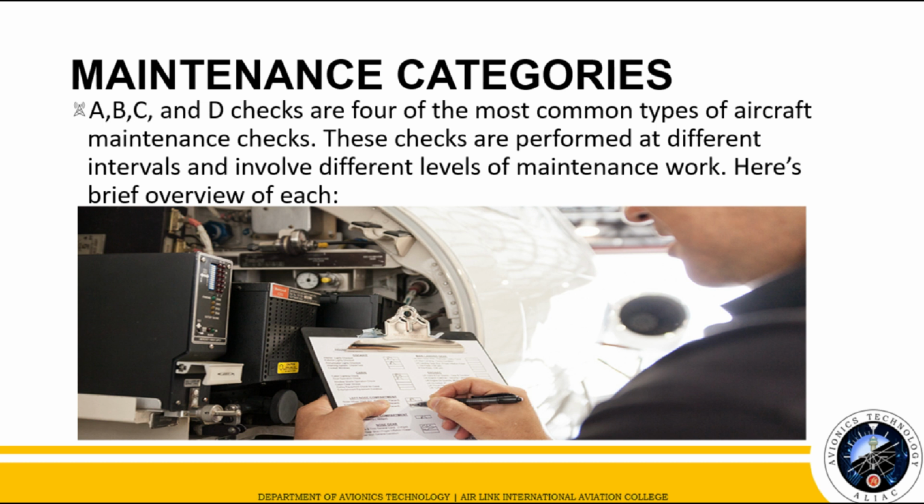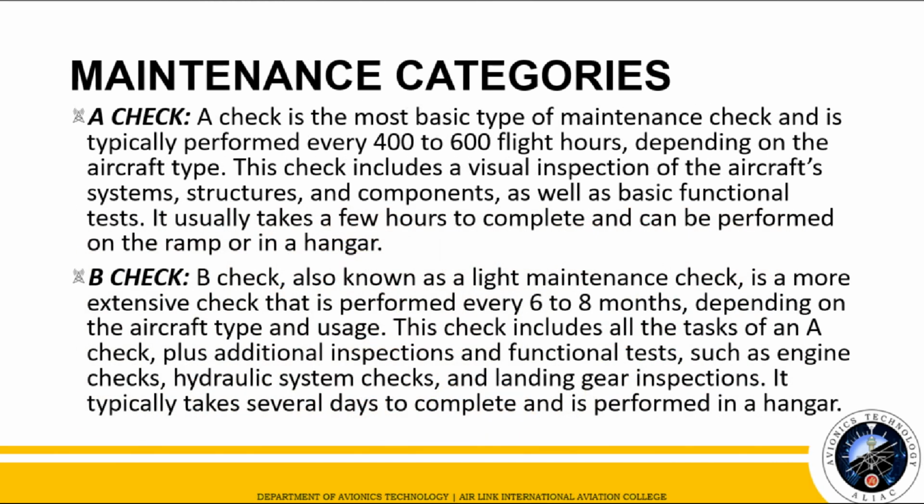Maintenance categories. A, B, C, and D checks are four of the most common types of aircraft maintenance checks. These checks are performed at different intervals and involve different levels of maintenance work. Here's a brief overview of each. A check. A check is the most basic type of maintenance check and is typically performed every 400 to 600 flight hours depending on the aircraft type. This check includes a visual inspection of the aircraft systems, structures, and components, as well as basic functional tests. It usually takes a few hours to complete and can be performed on the ramp or in a hangar.